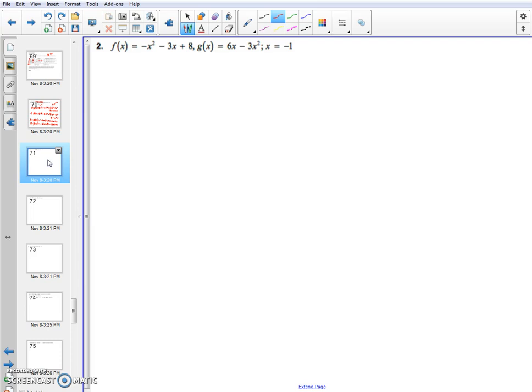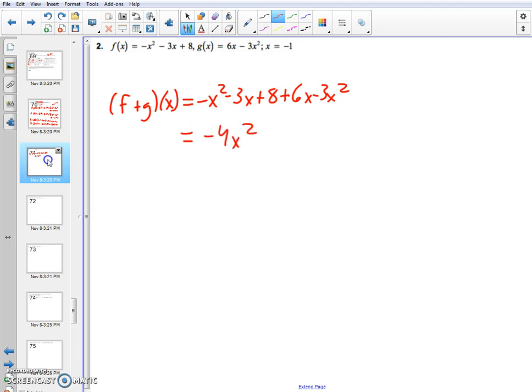So this time no rational exponents, but I do have some x's and x squareds. Same directions. We're going to find f plus g of x first. So f is negative x squared minus 3x plus 8, plus g is 6x minus 3x squared. I'm just going to be combining like terms here, negative x squared and negative 3x squared would be negative 4x squared.